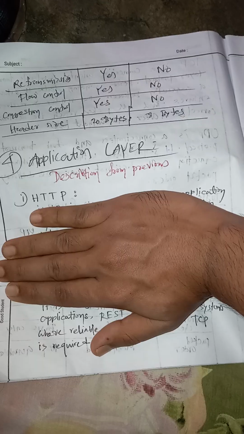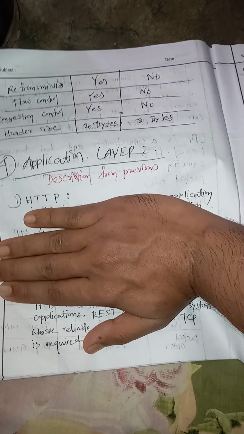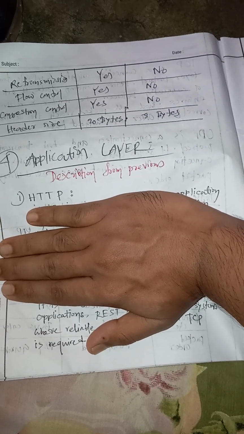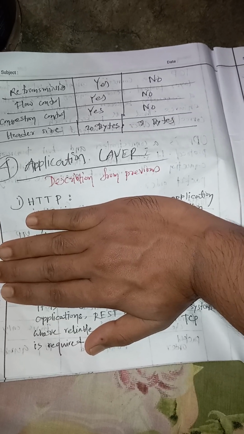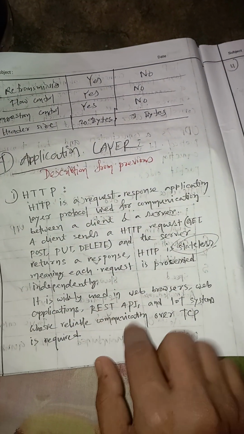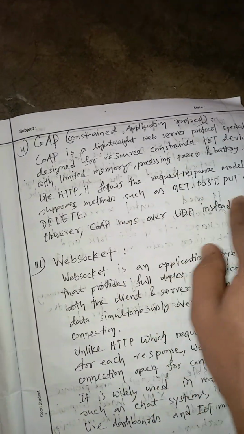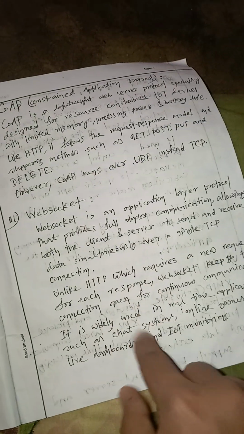It is a request-response application layer protocol. The client sends a request, and the server sends a response to the request. And these are the key things where it is used. Then where UDP is used. Then where WebSocket is used here?